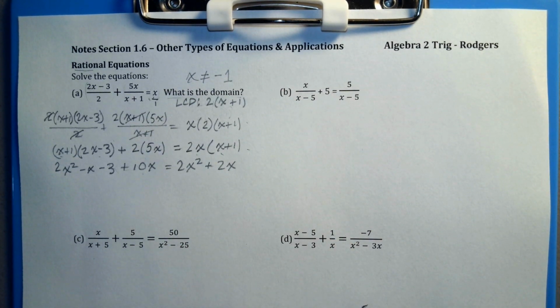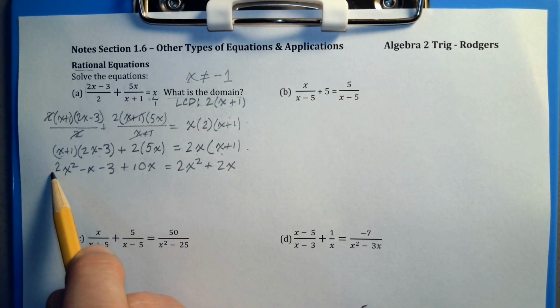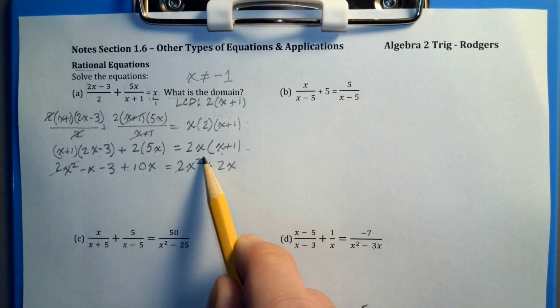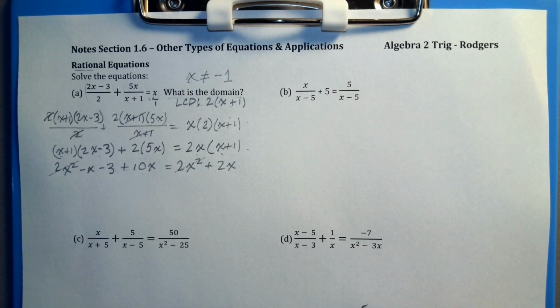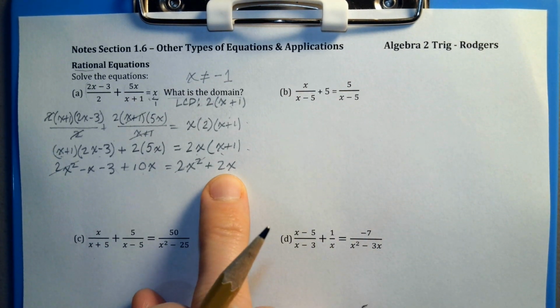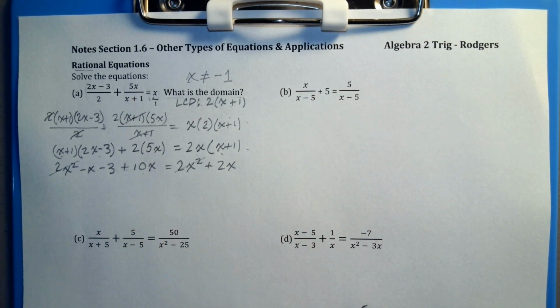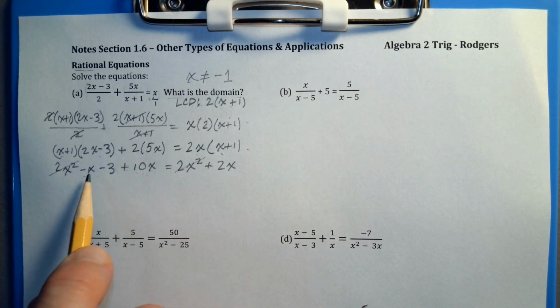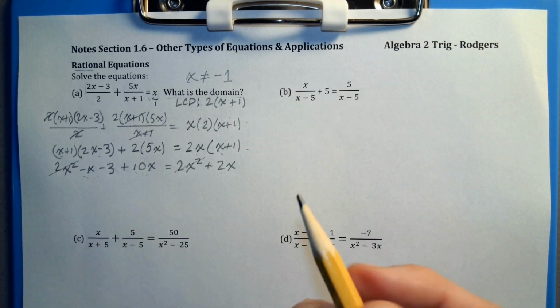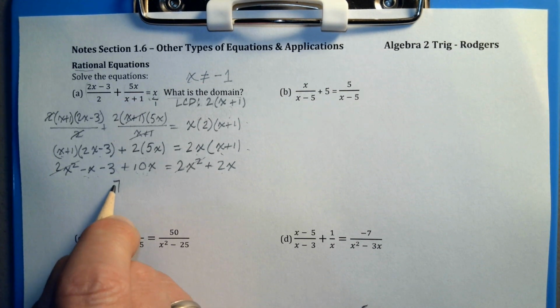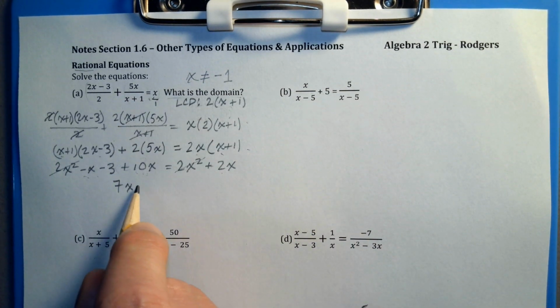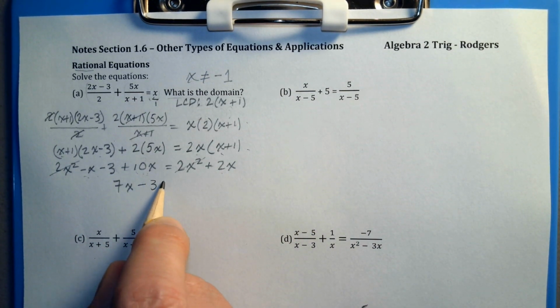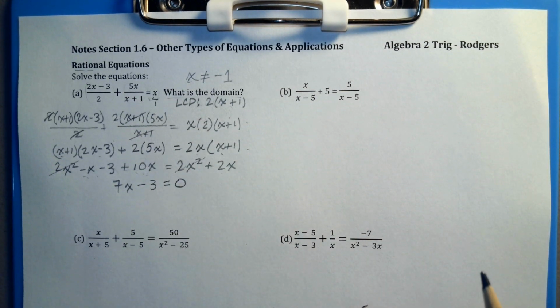All right, and now we really just want to simplify this. Now, it looks like we have a quadratic. However, it looks like that's going to cancel with this. So it looks like we're just going to have a linear equation. Let's bring everything to the left because this is 9x. And then we're going to subtract 2x, so that's going to be 7x. 7x minus 3, and that's equal to 0.